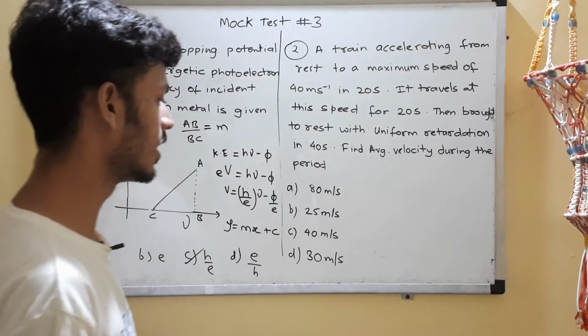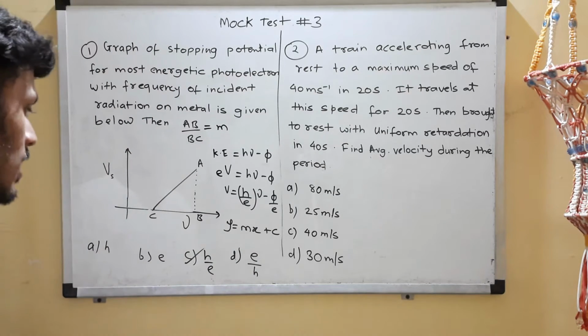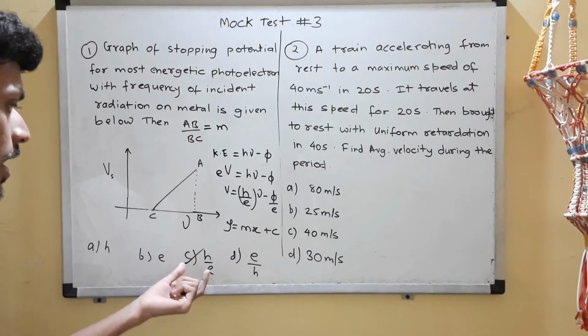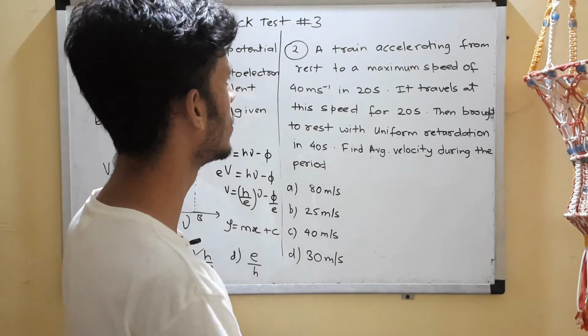You can even find the intercept, but that is not what is asked in the question. We are asked for the slope. AB by BC is the slope, and it is h by e. Okay, let's come to this one now.